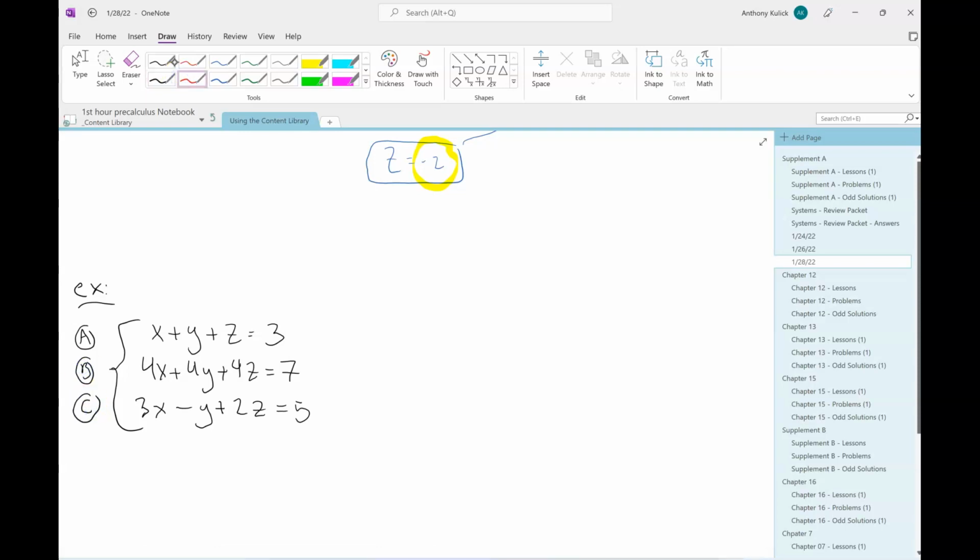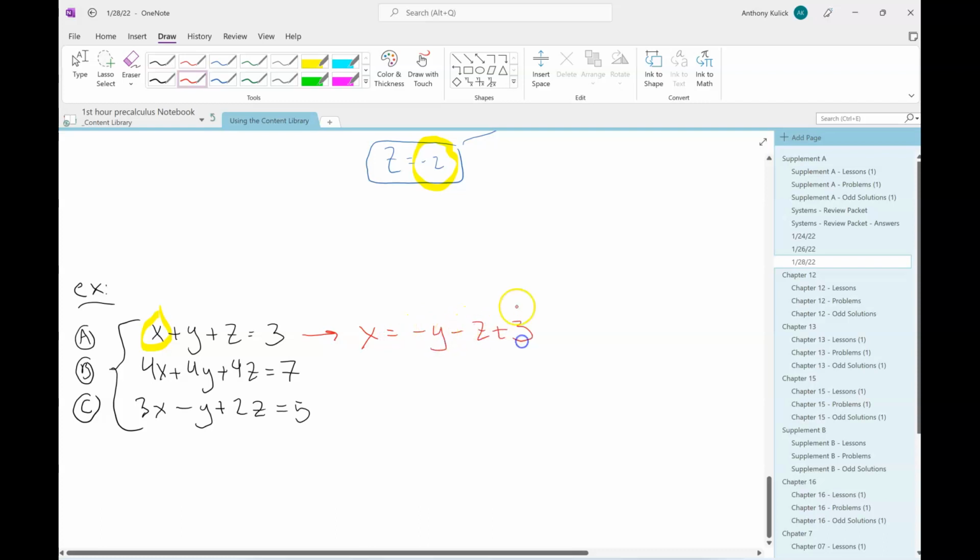Okay. One more example here. So let's say we have this system. Do you want to do substitution or elimination? Again, it doesn't matter. You want to do substitution? Okay. Which equation, which variable? Okay. So x is going to be negative y minus z plus 3. And we're going to just plug that in for the x's in the other two places.